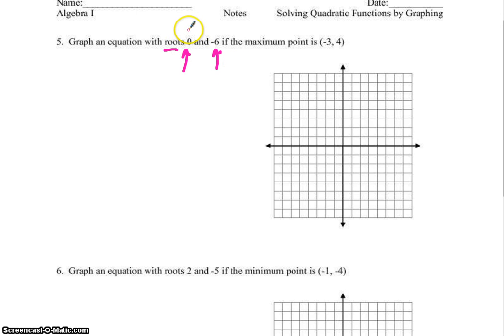Go to where x is 0 and make a point. Go to where x is -6 and make a point. So here's 0, and then -6 is going to go to the left. You always start at the origin when you count.